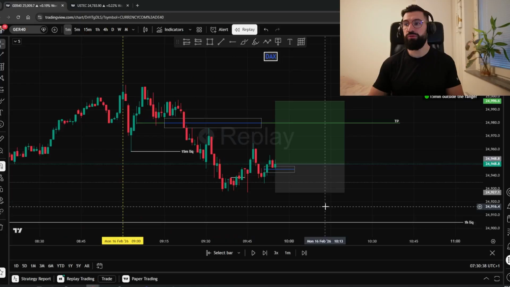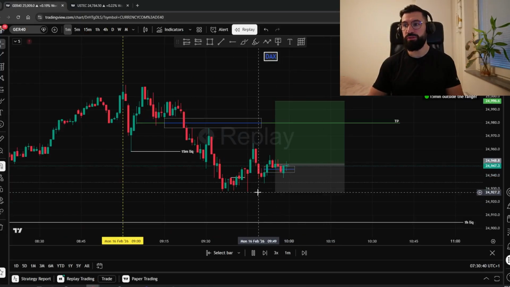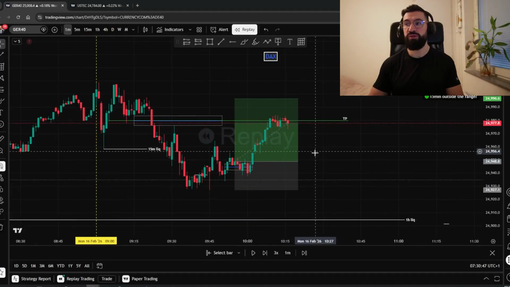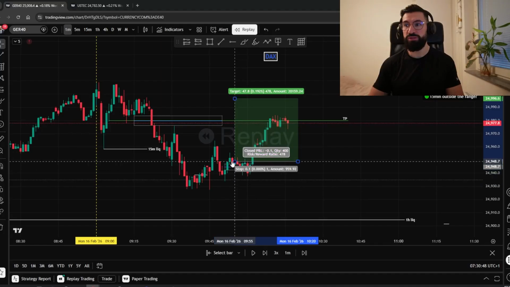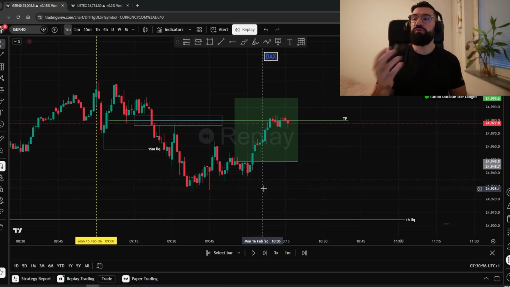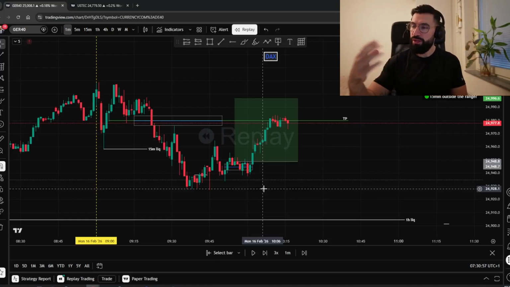So what do I want to do? I want to enter the trade, put my stop loss underneath this area right here, and wait for it to take my first take profit. What do I do after it takes my first take profit? I move my stop loss to break even. So I take 50% of the first position and I let the rest run.